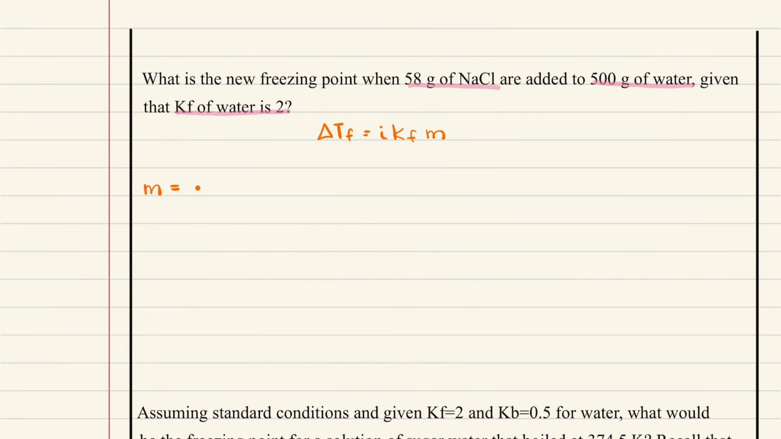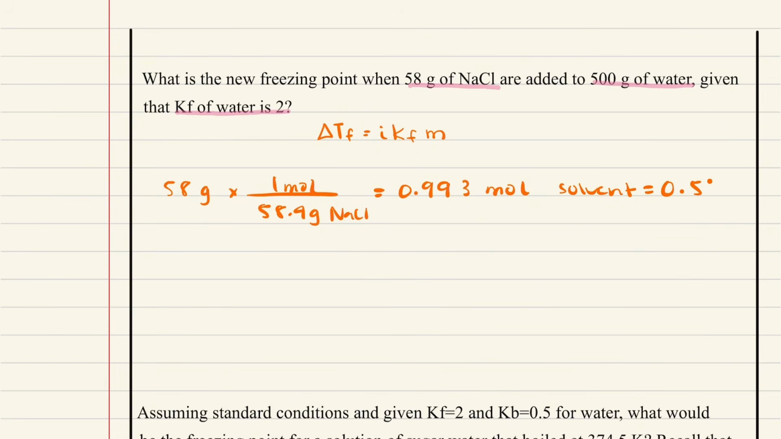Moles of sodium chloride equals 58 grams divided by 58.44 grams per mole, which is equal to 0.993 moles. The solvent mass is 500 grams, which is 0.5 kilograms. Now we can calculate molality. Molality equals 0.993 mole divided by 0.5 kilogram, which is 1.986. For sodium chloride in water, we're going to take the Van't Hoff factor i equal to 2, since sodium chloride dissociates to 2 ions ideally.